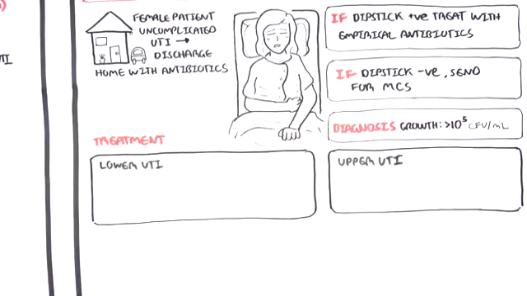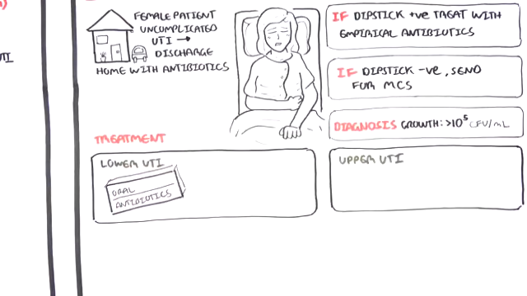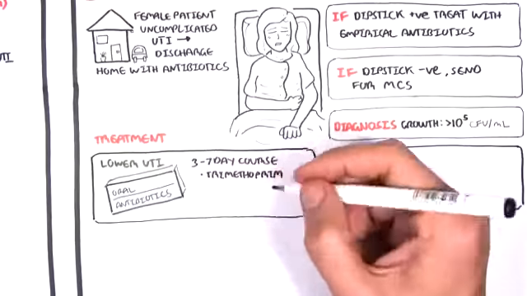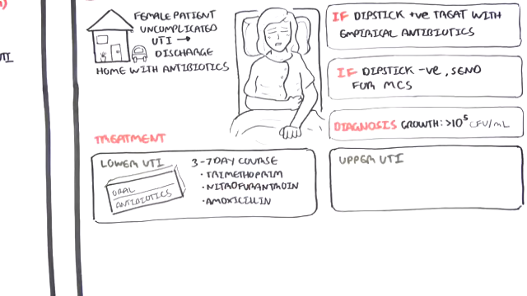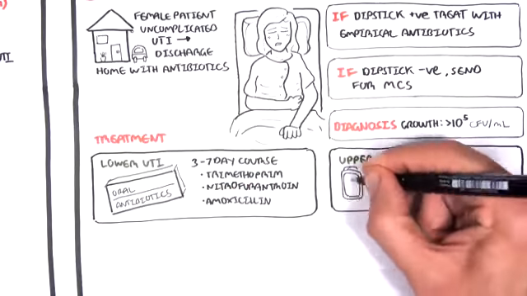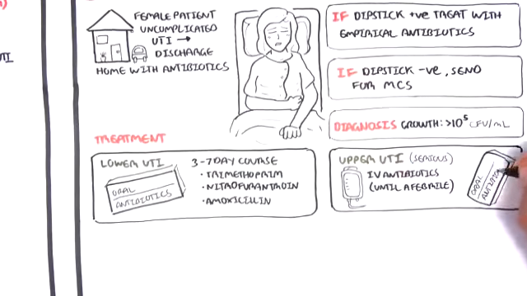For lower urinary tract infections, it's typically oral antibiotics, a 3 to 7 day course consisting of either trimethoprim, nitrofurantoin, or amoxicillin. Upper UTI are generally more serious and require IV antibiotics initially until the fever has settled and then moving on to oral antibiotics. The course of antibiotics are generally longer with upper urinary tract infections.